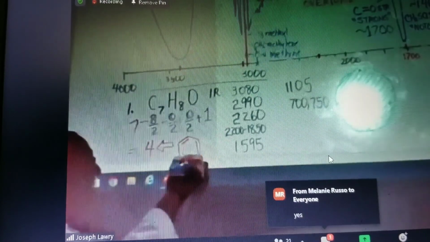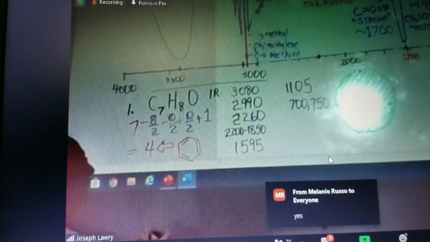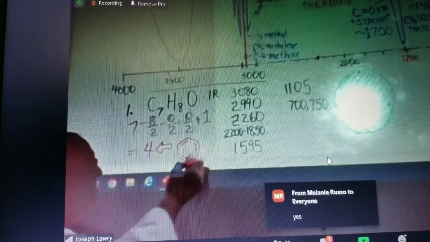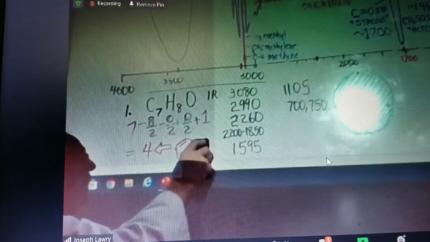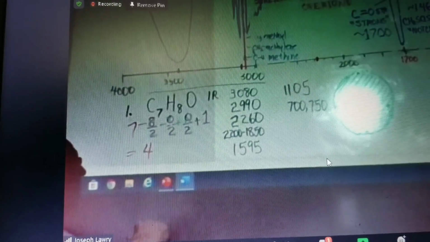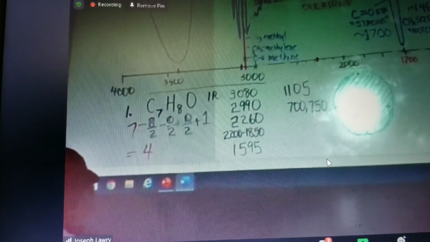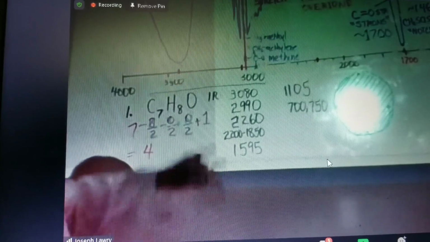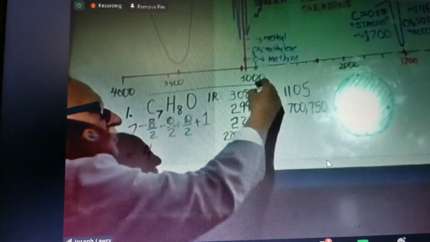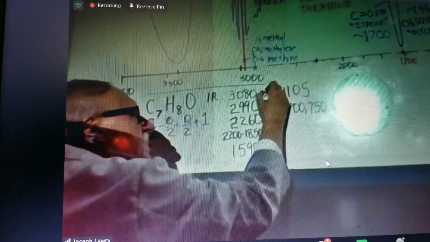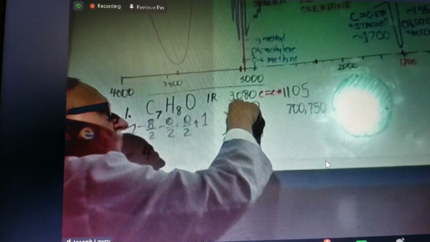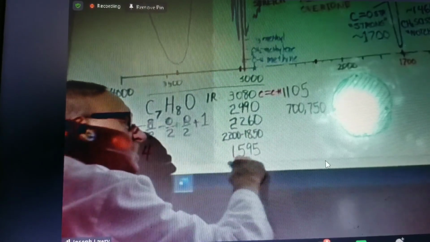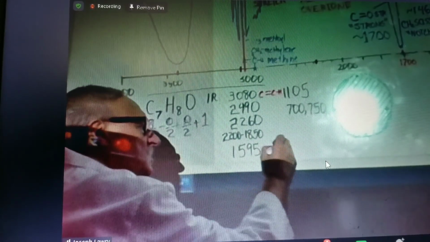Yeah. IHD tells us number of double bonds and or rings. And a benzene has 1, 2, 3, and the ring makes 4 IHDs. Index of hydrogen deficiency. So I'm already suspecting benzene. Now, 3080, that's C double bond CH. And if I have 3080, I should have 1600, and I do. C double bond C.